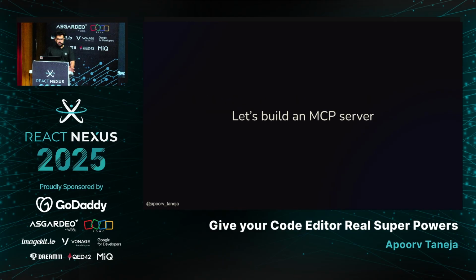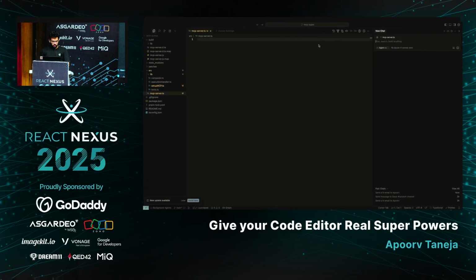Right. So let's actually build an MCP server. From this point, the talk is divided into two parts. First, we'll code a simple MCP server and see what it is like to code an MCP server if no one has ever done it. The second part would be giving it superpowers. And now let's actually go to our editor.